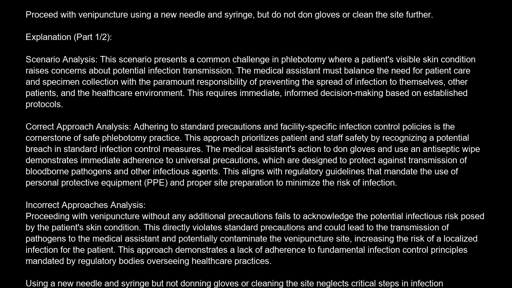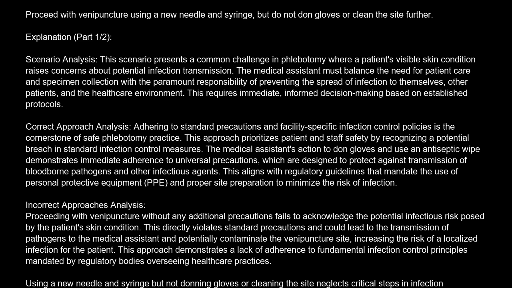Explanation. Scenario analysis. This scenario presents a common challenge in phlebotomy where a patient's visible skin condition raises concerns about potential infection transmission. The medical assistant must balance the need for patient care and specimen collection with the paramount responsibility of preventing the spread of infection to themselves, other patients, and the healthcare environment. This requires immediate, informed decision-making based on established protocols.